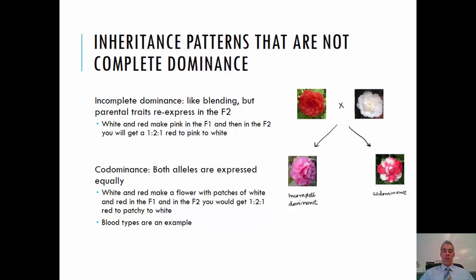Okay, and we'll look at how that happens in a bit. And it's kind of similar with codominance. The only difference is both traits are expressed equally instead of blending. So where a white flower and a red flower would be mated to give you patchy red and white, and then the resulting F2 would be a red, a patchy red and white, a patchy red and white, and a white. Another example of codominance would be blood types, and we'll get into that in a second.